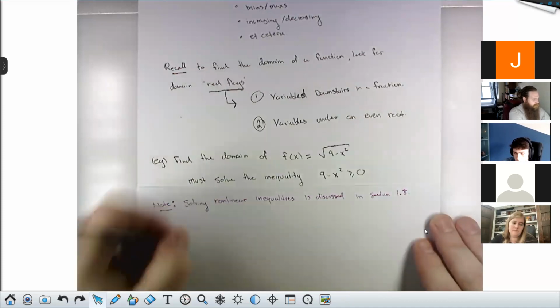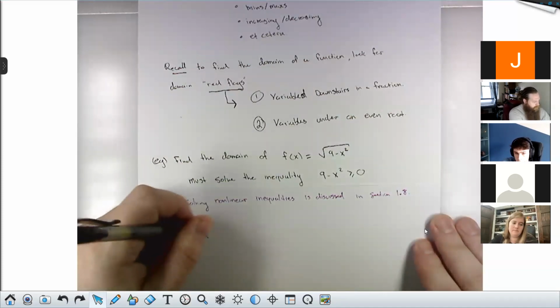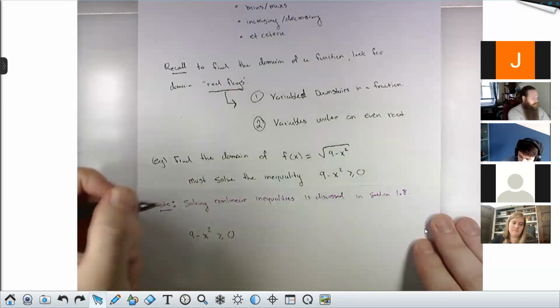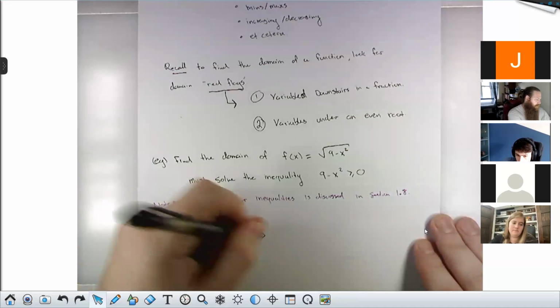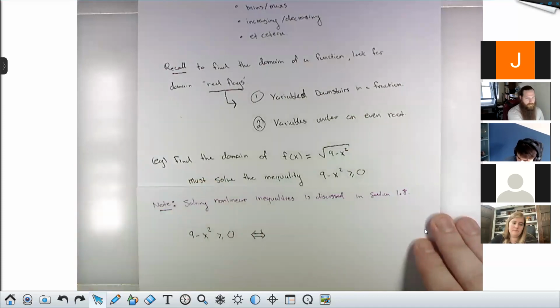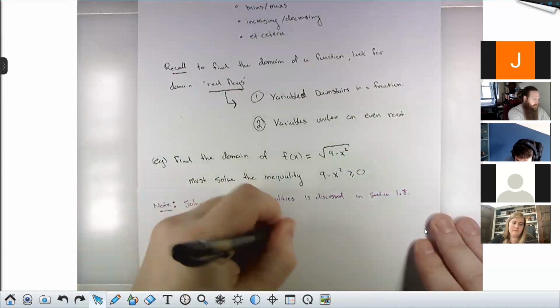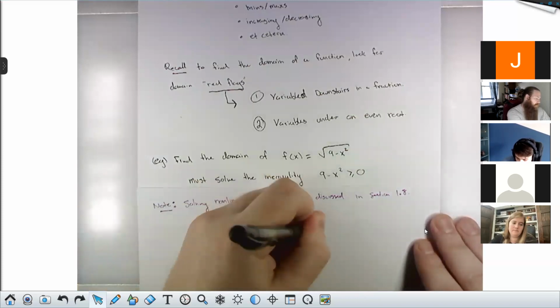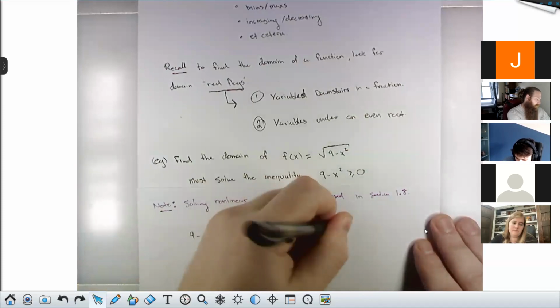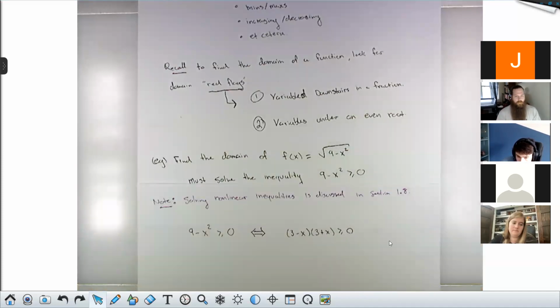Here's what you do. 9 minus x squared is greater than or equal to 0 is logically equivalent to, or the same thing as, I can factor this. That's 3 minus x times 3 plus x is greater than or equal to 0. The thing is, you can't just add the x squared over and take square roots. That works great for equations, but does not work for inequalities. So instead, we have everything on one side of the inequality. That's already the case here, right? We have a 0 on the right and everything else on the left.